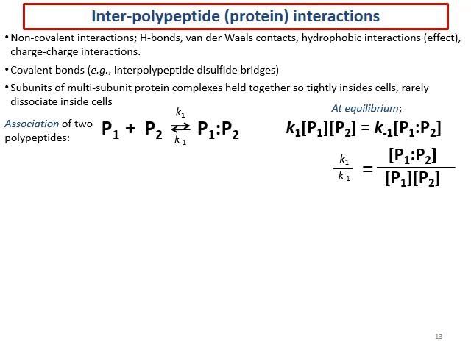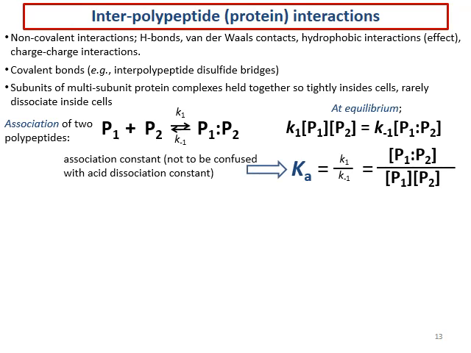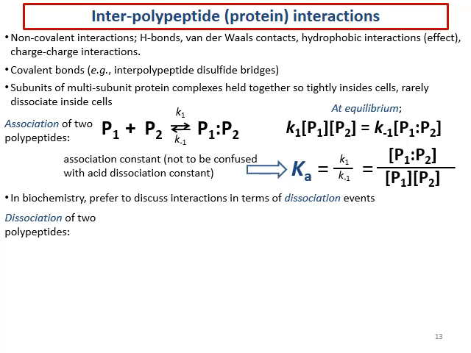And so K1 over K minus 1 will equal the concentration of the two polypeptides together divided by the concentration of each one separately. And we can call that the Ka for the association constant. And this is not to be confused with the acid dissociation constant of things we talked about earlier in the course. In biochemistry, it's generally done to discuss protein-protein interactions in terms of dissociation events.